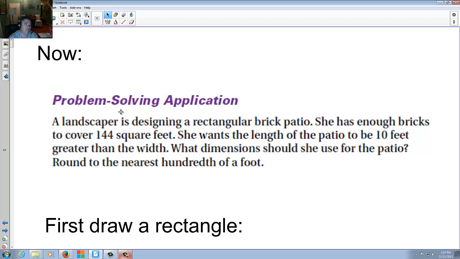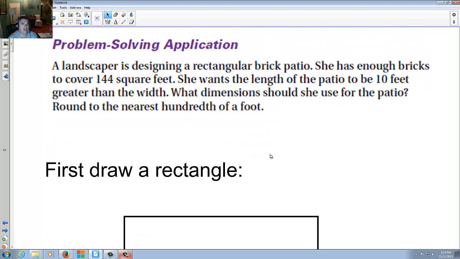And back. Problem-solving application. A landscaper is designing a rectangular brick patio. She has enough bricks to cover 144 square feet. She wants the length of the patio to be 10 feet greater than the width. In other words, 10 feet longer than the width. What dimensions should she use for the patio? Round to the nearest hundredth of a foot.